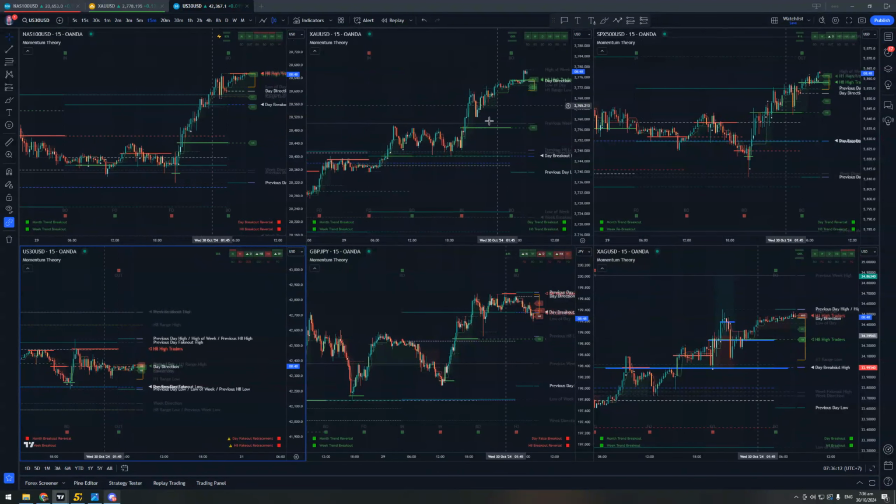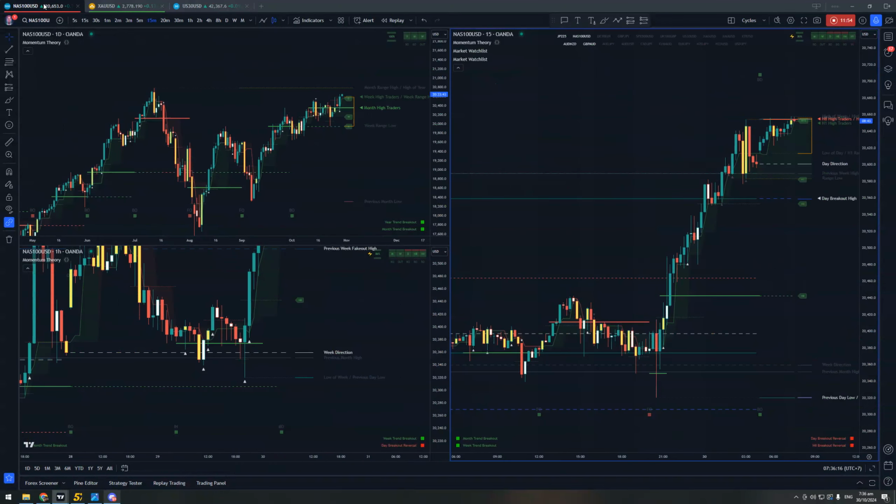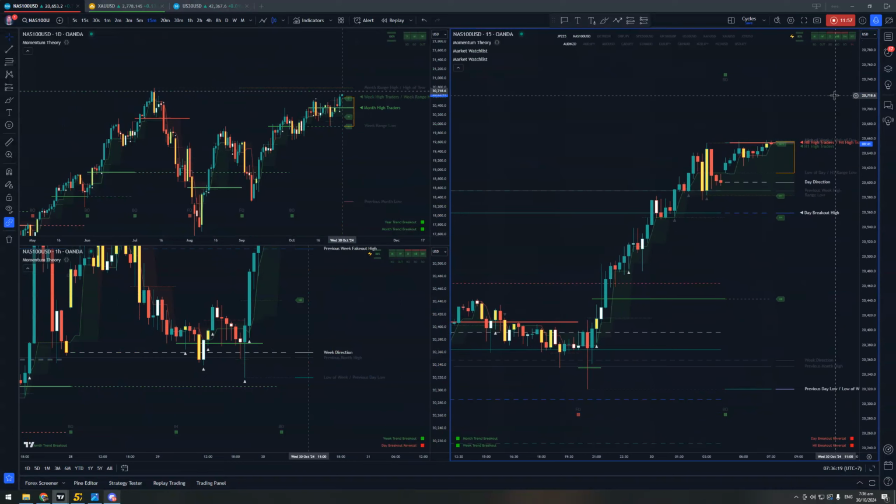One on NAS, 4R on NAS, gold still in it, full position, and a small loss on silver, and that's it. We shall go on to the next session.